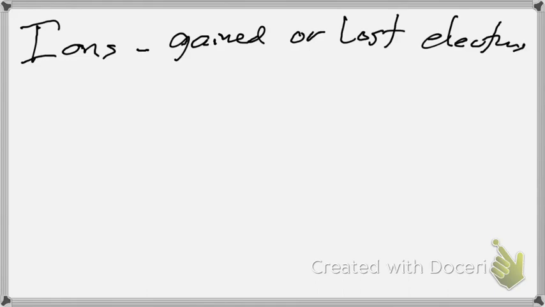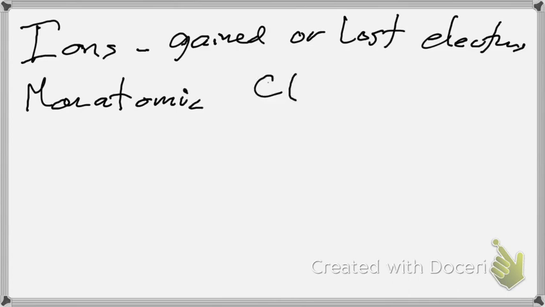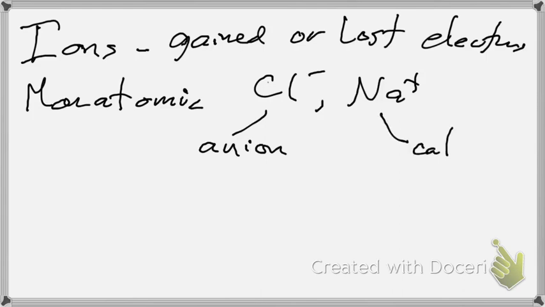So let's look at some examples. If you have an atom that has gained or lost electrons, you have a monatomic ion, which literally means one atom. Examples of this are chlorine and sodium. Now we note here that ions can be either positively or negatively charged. If you're negatively charged, you're called an anion. If you're positively charged, you're called a cation.